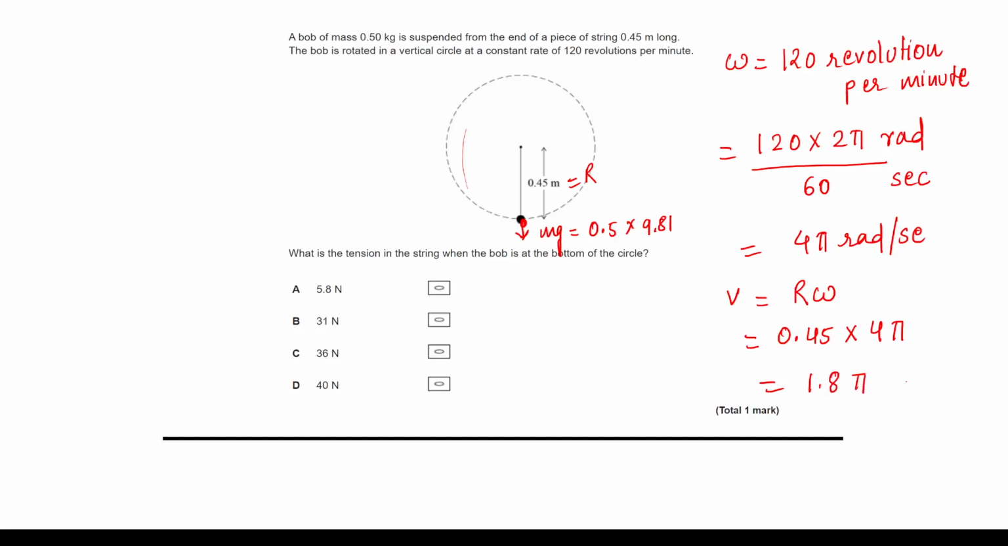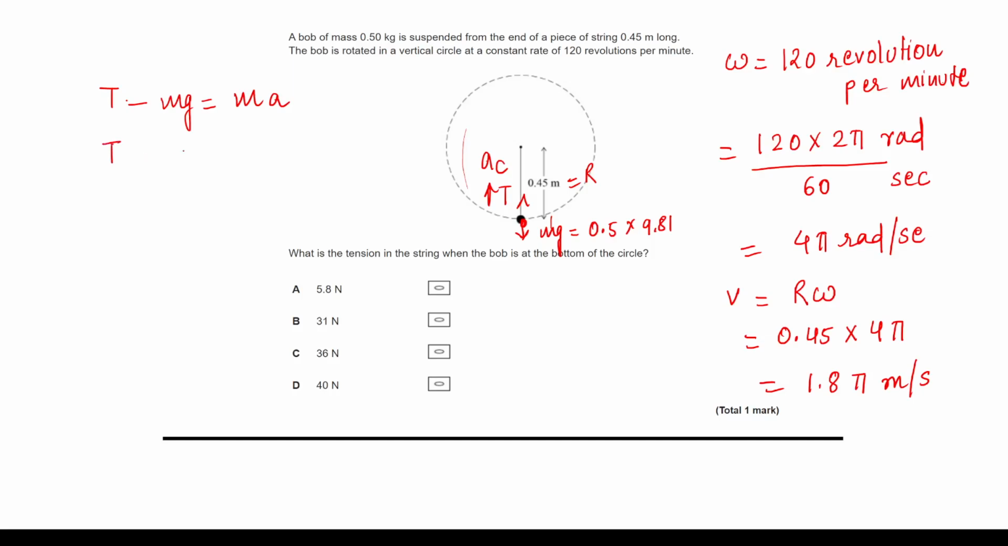I'm not plugging the value of pi because that would introduce rounding errors, so I'm just leaving it as pi. And then at the bottom, T, tension is here, acceleration is towards the center. See why I'm doing this? I could have just given you the equation here, it's just to help you internalize it. T minus mg. Always remember, resultant force is mass times acceleration.